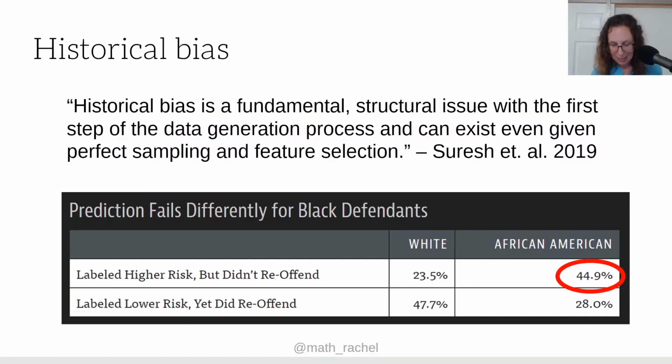And so going back to this taxonomy of types of bias, this is an example of historical bias. Historical bias is a fundamental structural issue with the first step of the data generation process, and it can exist even given perfect sampling and feature selection. With the image classifier, we could go gather a more representative set of images, and that would help address it. That is not the case here. Gathering more data on the U.S. criminal justice system, it's all going to be biased because that's baked into our history and our current state. And so this is, I think, good to recognize.